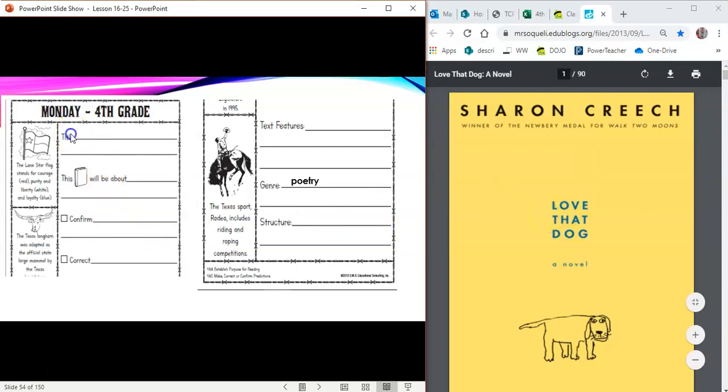It's Love That Dog. So go ahead and write the title, Love That Dog. What do you think this book will be about? So this is where we start predicting. Let's do a book walk.